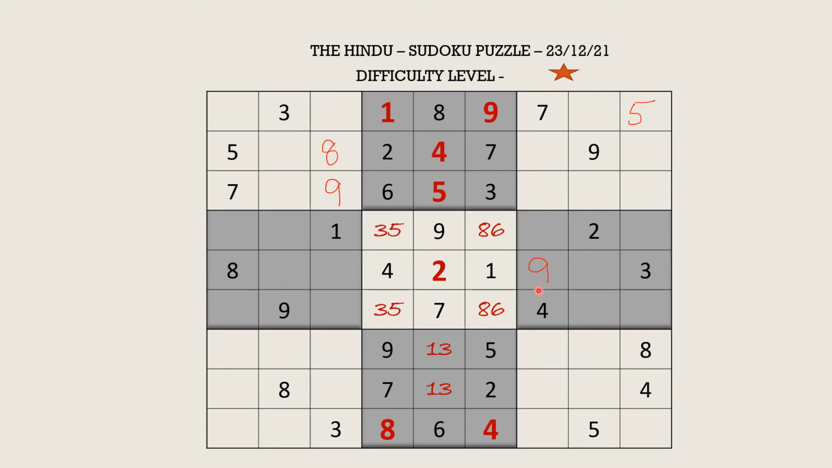This 9 blocks here, this 9 blocks here. So this cell takes 9. This 9 blocks here, this 9 blocks here and 9 blocks from here. So this cell takes 9.